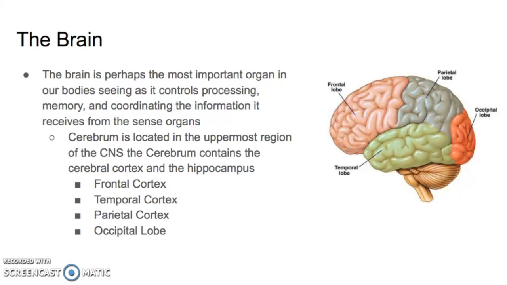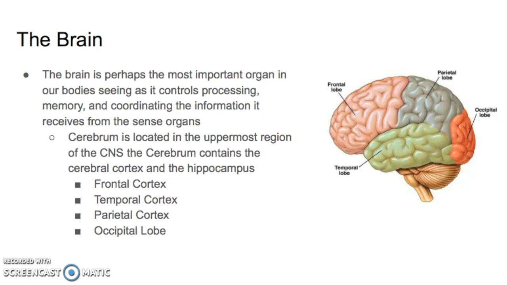The brain is perhaps the most important organ in our bodies. It controls processing, memory, and organizes the information it receives from the sense organs. There are three main parts within the brain. The cerebrum is located in the uppermost region of the central nervous system. It contains the cerebral cortex and the hippocampus. The hippocampus controls long-term and short-term memory. Within that lies the cerebral cortex, which is in charge of memory, attention, perception, awareness, thought, language and consciousness.